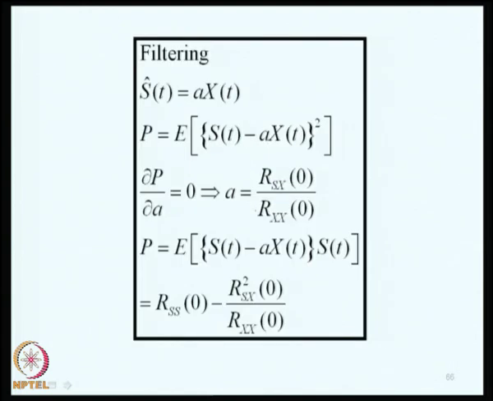Now, the filtering problem: we estimate S of t, S hat of t is A into x of t. Again, P is this; minimizing with respect to A, we get A to be this, and this is the optimal error.